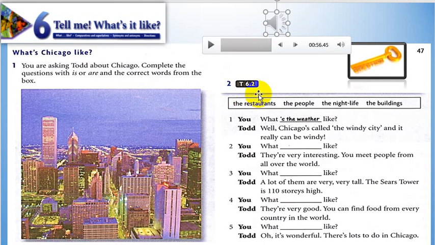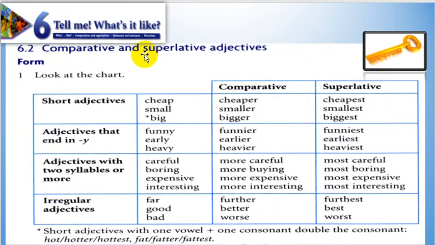Now, 6.2 is an exercise on how to use the formula what's like, okay? Now, we come to 6.2, comparative and superlative adjectives. صيغ التفضيل والمقارنة, okay? Form, look at the chart.